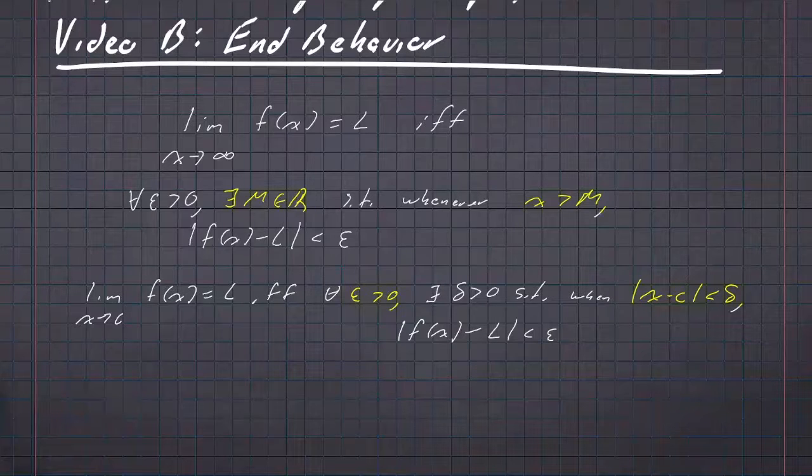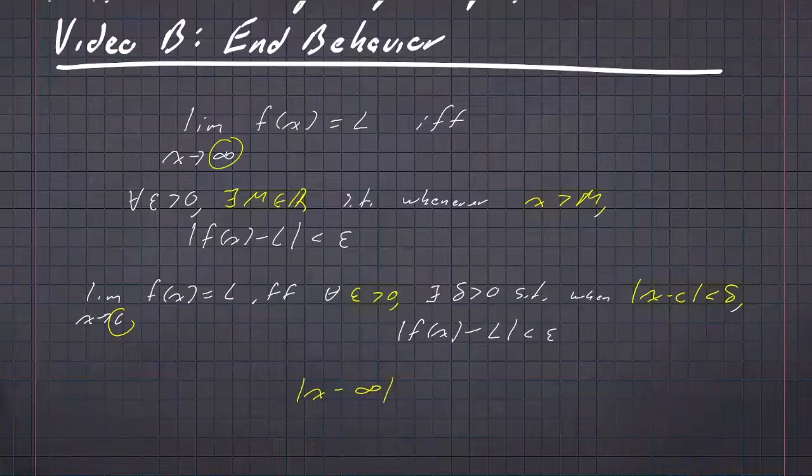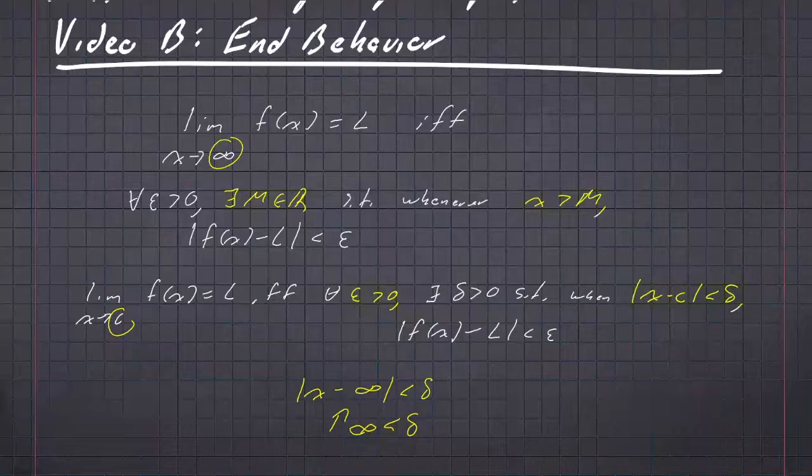Well, that makes some sense because if instead of c we're dealing with infinity, that would give us x minus infinity is less than delta. And how do you deal with x minus infinity? Anything minus infinity is negative infinity. So what we're getting here is infinity is less than delta, which makes no sense. So we need some other way of approaching the situation. What we're looking for is x gets bigger and bigger and bigger. So we can find some big number and only look at things bigger than that.